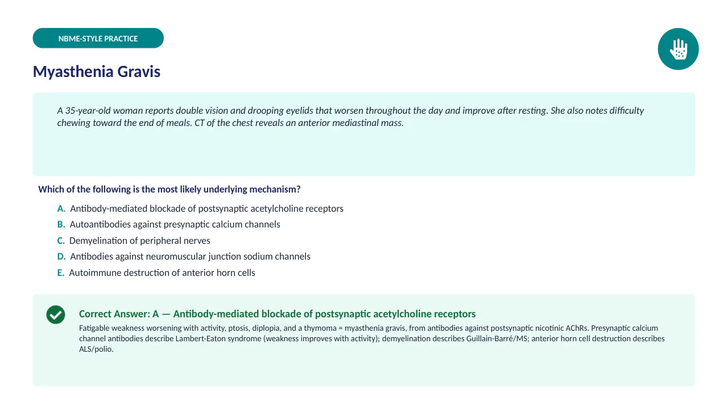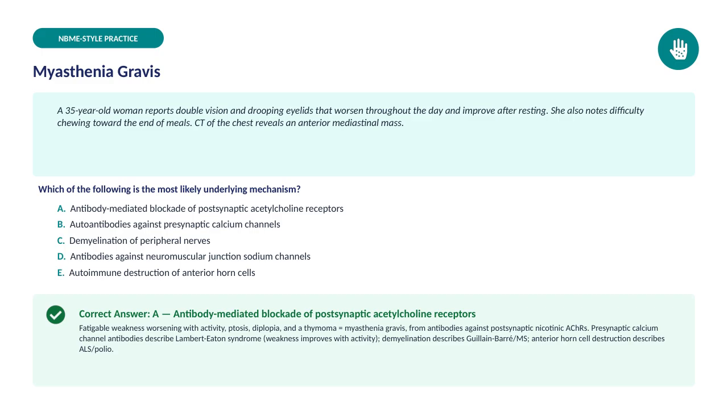The patient's symptoms of double vision, drooping eyelids that worsen throughout the day, and difficulty chewing toward the end of meals point toward fatigable weakness, which is characteristic of myasthenia gravis. The chest CT showing an anterior mediastinal mass supports the diagnosis, as thymomas are often associated with this condition.